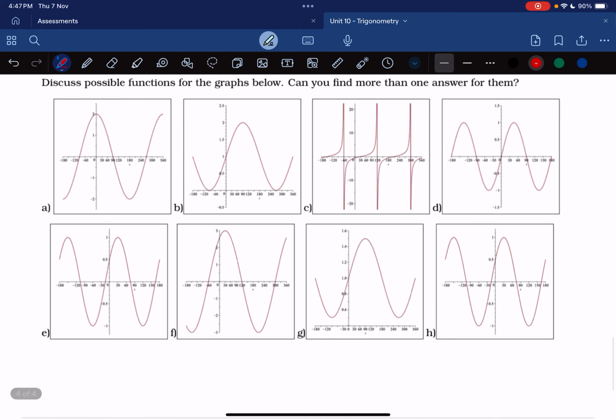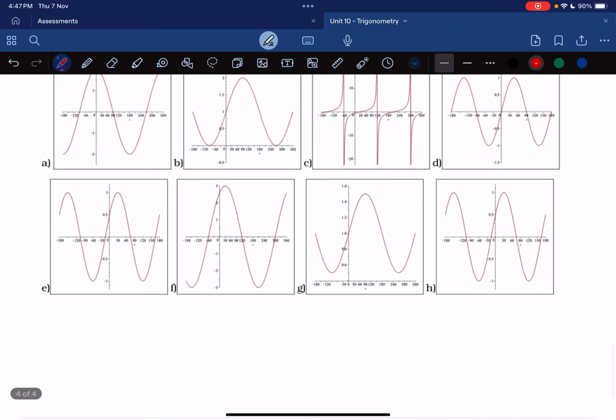All right, so now what I'd like us to do is pause the video, and for A through H, I want us to find possible functions for these 8 graphs below. Hint, hint, sine and cosine are very closely related. So see if you can express some of these functions in terms of both sine and cosine. So pause the video, find your answers, and then we'll continue in a bit.